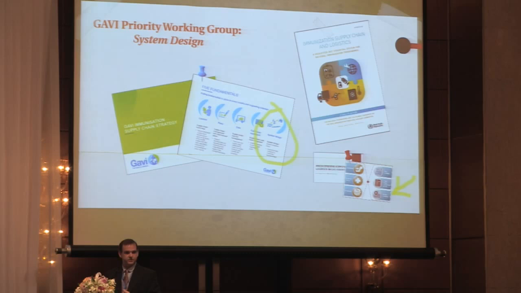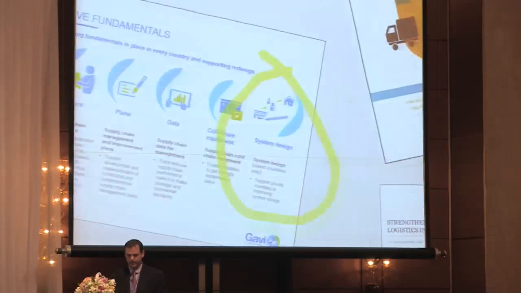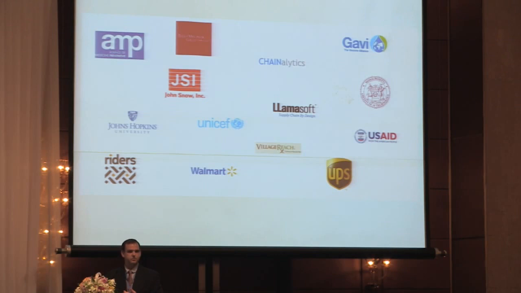And so there's a working group that we put together as part of this GAVI supply chain strategy to talk about how we can use system design approaches in immunization supply chains. And so the different groups have been brought together to work on system design in this working group. It's a nice mix of implementing partners, foundations, agencies, members of the private sector, consulting groups, people that know about different stages of system design, whether it's in the implementation, whether it's in developing a strategy, whether it's in measuring its effectiveness. And we're putting together information to help countries be in a better position to implement these kinds of solutions.